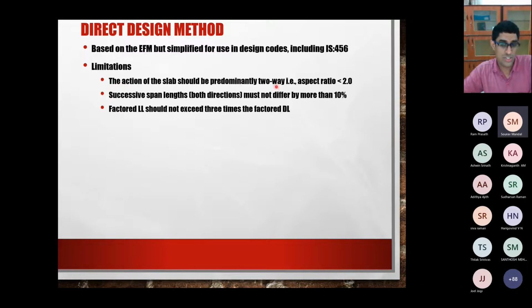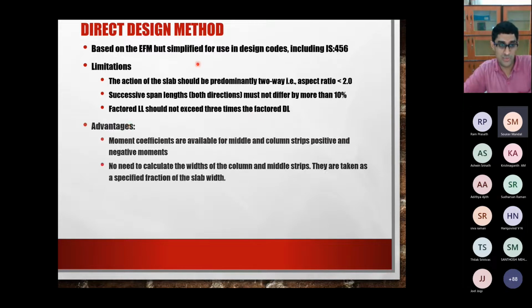It should definitely be a two-way slab. If the aspect ratio of the slab is greater than 2, you cannot use this. Successive span lengths must not differ by more than 10%. So for example, if you have 3 panels in a line, each panel should be almost the same length. You cannot have one is 10 meters, another is 20 meters, another is something else. You cannot have very different lengths in both directions. And also, the factored live load should not exceed 3 times the factored dead load. So this is another limitation which is placed on using the direct design method.